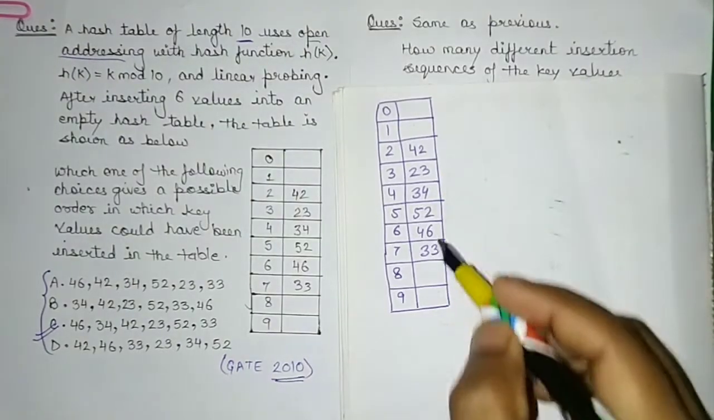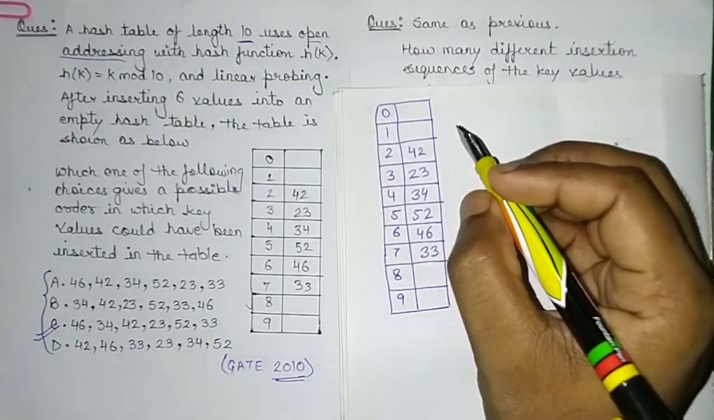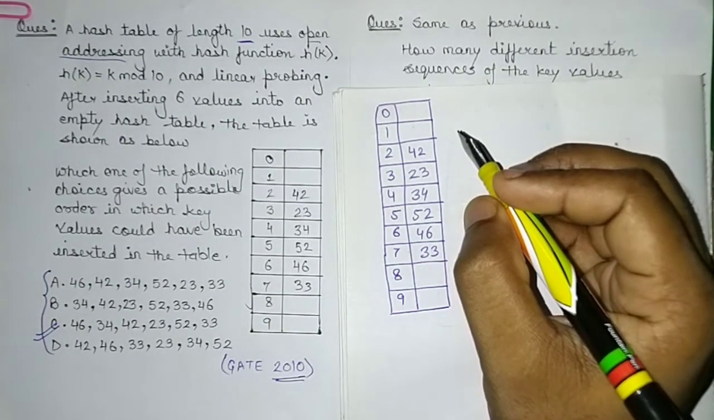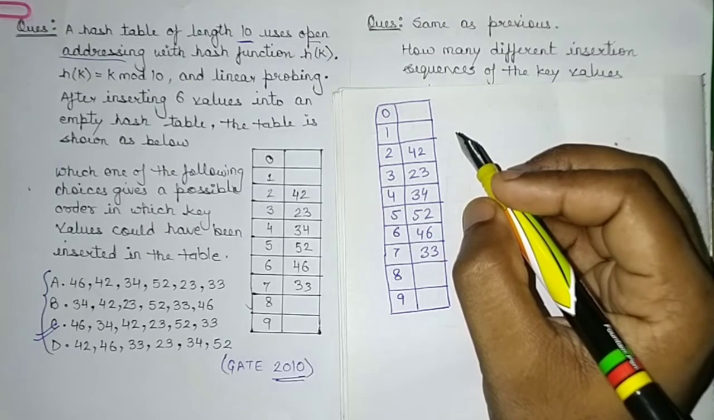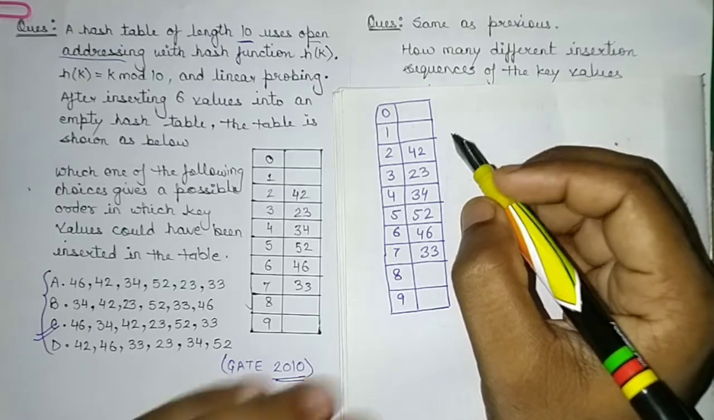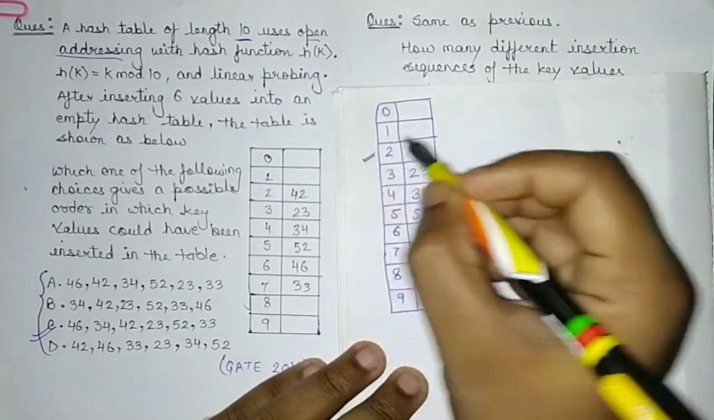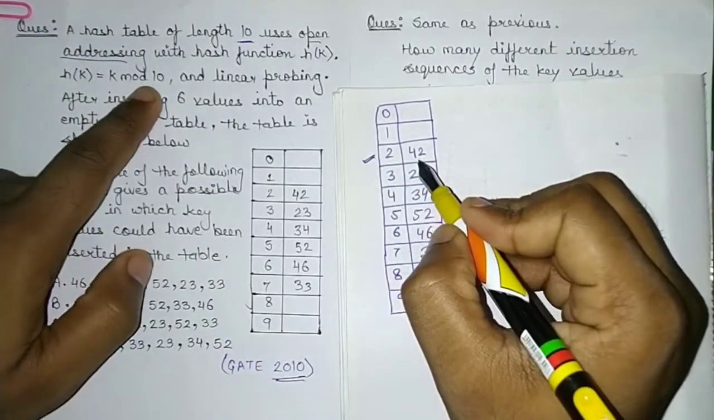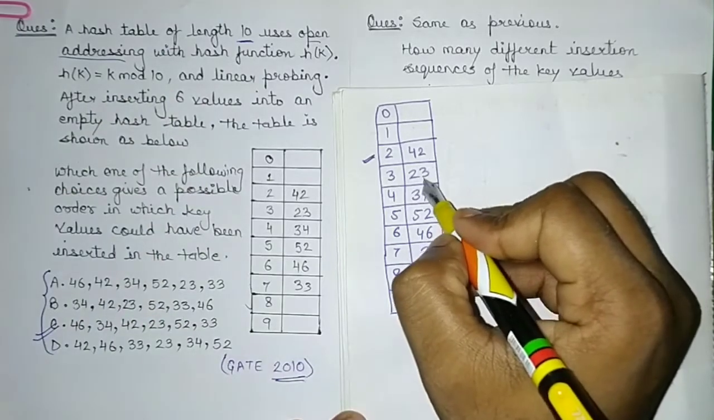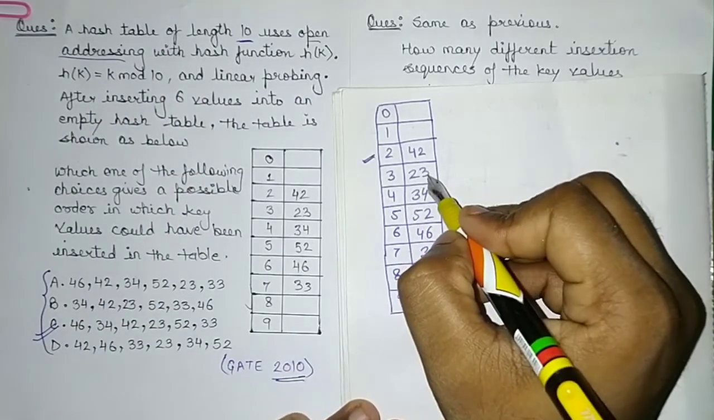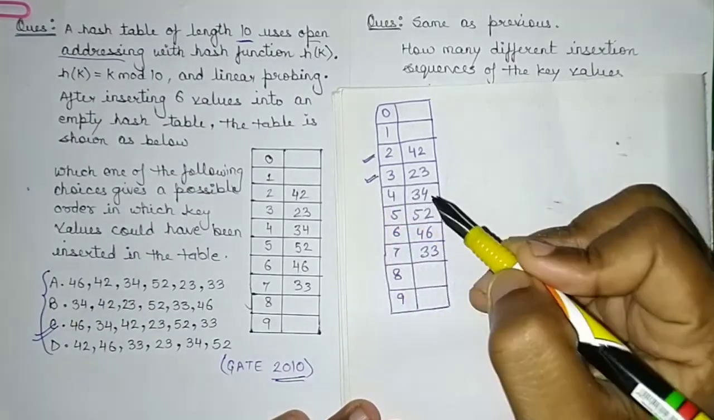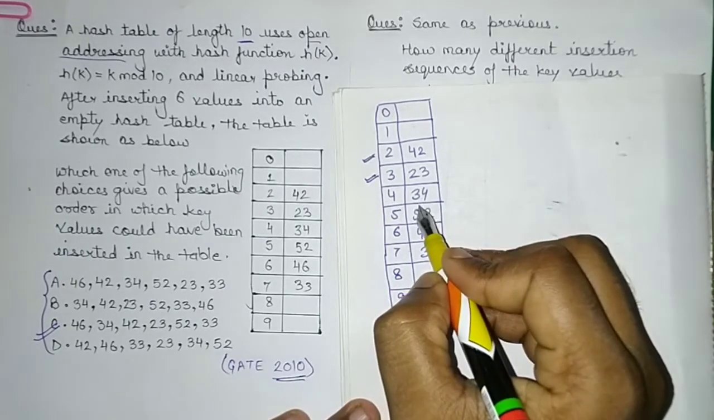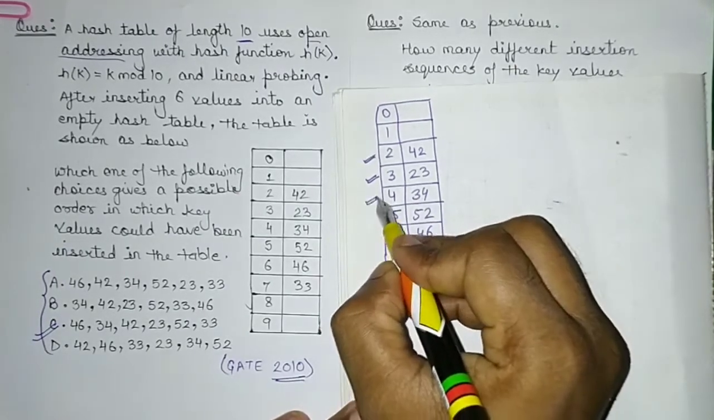So this is the particular table. First of all, you can observe which key values are getting a collision and which are at the right place. This 42 is at the right place because 42 mod 10 is 2. 23 mod 10 is 3, this is also at the right place. 34 mod 10 is 4, this is also at the right place.